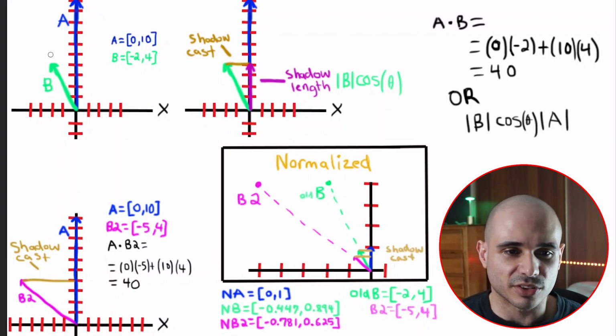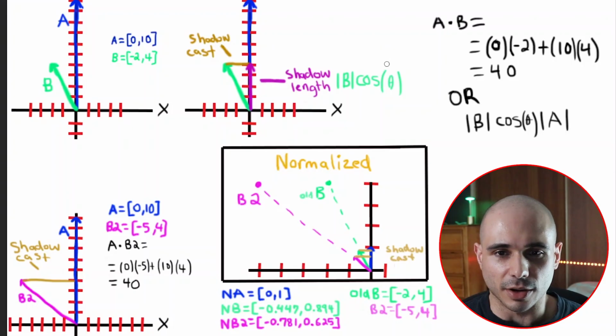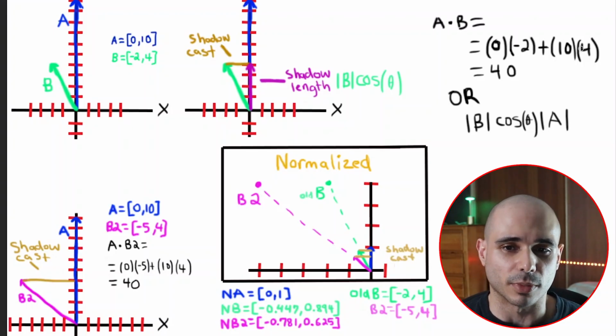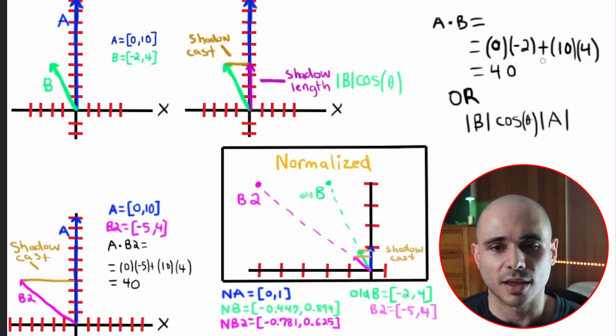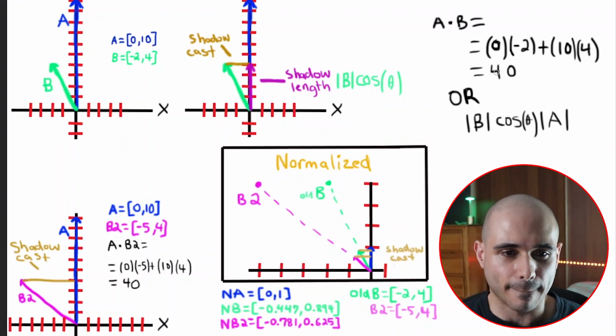So we have this little X and Y grid here with the 2 vectors. A is pointing straight up at 10 in the Y direction, and then B is at -2 and 4. So to find the dot product, all you have to do is A dot B, and that's literally just taking the X terms of each of them and multiplying them together, and taking the Y terms of each of them and multiplying them together, and then adding them. And that gives you 40.